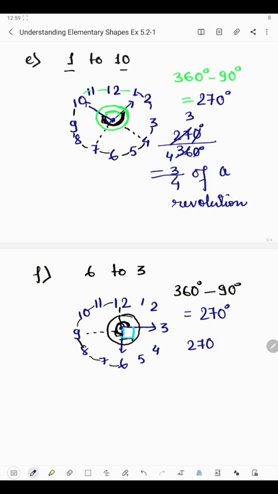Now what part of the revolution is it? A complete revolution is 360 degrees, and so 270 degrees upon 360 degrees. So if you cancel 0, 0, 9 3s are 27, 9 4s are 36. So in the numerator we have 3 and in the denominator we have 4. So if the hands of a clock move from 6 to 3, it makes 3/4 of a revolution.